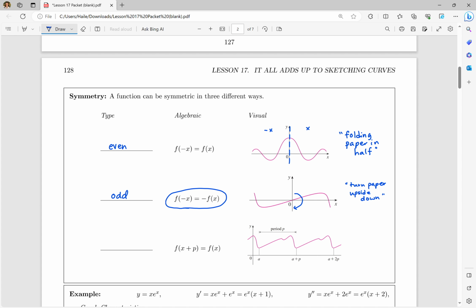So over here, we have our negative x's, or how should I say this? We'll write it over here. So this side of the graph is f of negative x. This side of the graph is, how do I want to write that? It's not quite as nice as the even one.